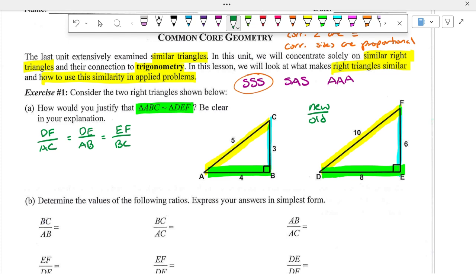So how will my proportion be set up for the yellow sides? So DF over AC. So what two numbers am I replacing with it? So it's the yellow sides. What are the numbers there, guys? 10 over 5. So DF is 10, AC is 5. We're going to do 10 over 5. And we're going to set it equal to, what about my green sides?